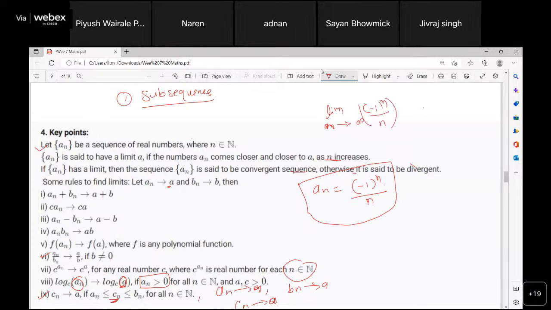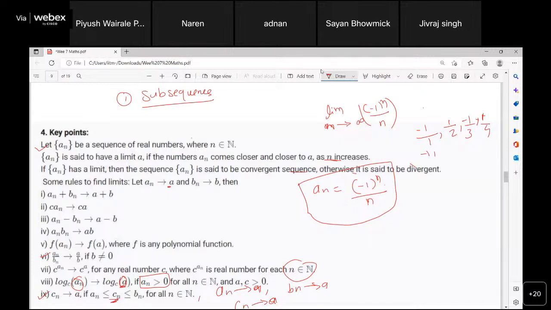Say if I put n equals 1, I will get minus 1 by 1. If I put n equals 2, it will become plus 1 by 2. Then minus 1 by 3, so it will get repeated like this, then 1 by 4. So will it converge or diverge? Sir, it is converging towards 0.